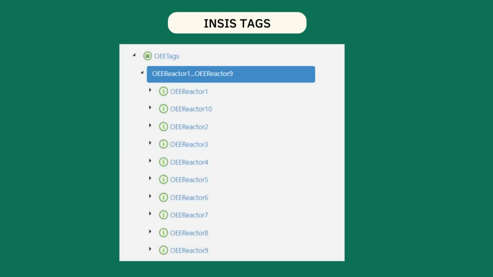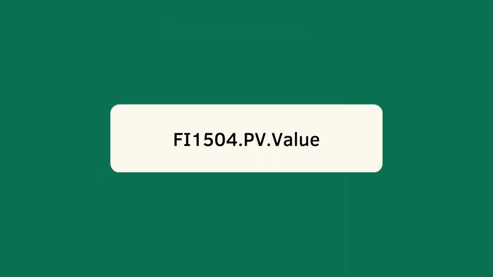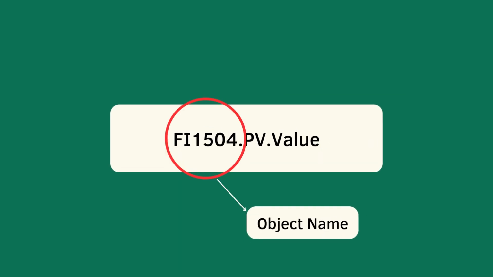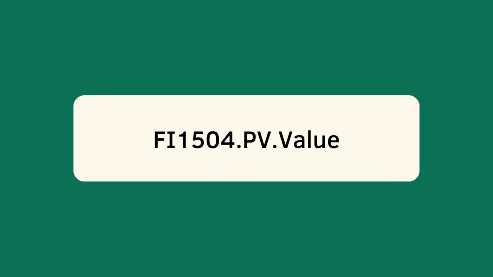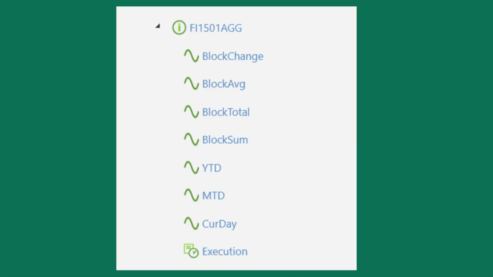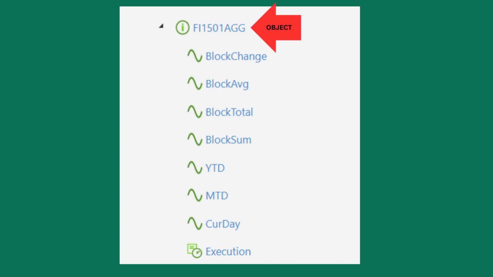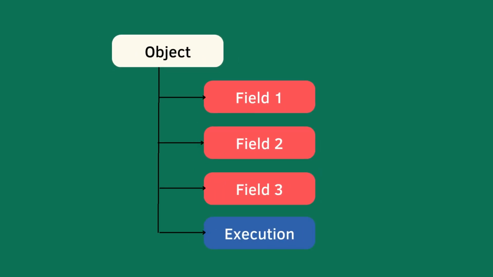Now, let's take a closer look at how an inSis tag is structured. A tag name is constructed by combining the object name as the head part, the field name as the middle part, and the value in the tail part. In the admin section, fields are configured under the objects. An object comprises various sets of fields and one execution part.